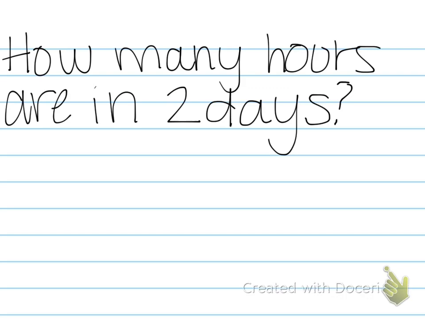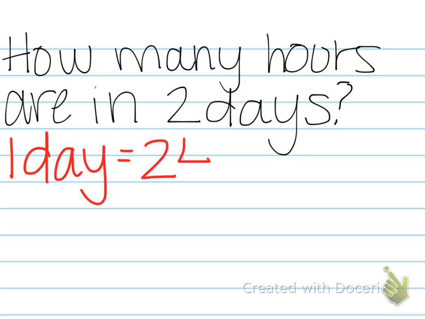But we know this because of an equivalent statement. And that equivalent statement is that 1 day, we know, equals 24 hours. So what do you do? You're going to multiply the 2 days by the 24 hours to get 48 hours. But why does this math work? So that's really what we're going to look at here.